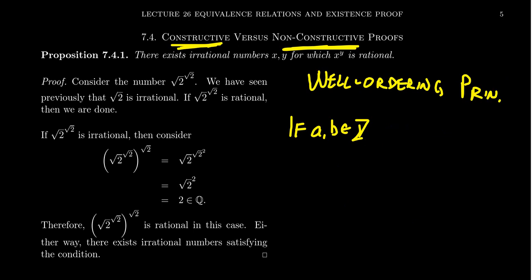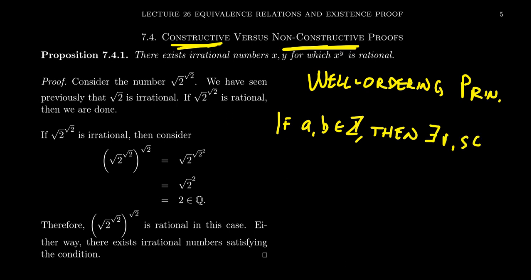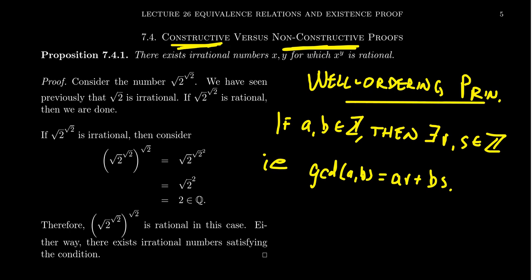Another example we did had to do with greatest common divisors, right? So if we have two integers A and B again, then there exist, again, integers, we'll call them R and S this time, there exist integers such that the GCD of A and B is equal to AR plus BS, that the greatest common divisor of any two integers can be written as a linear combination of those two integers. This is extremely useful when the numbers A and B are relatively prime, and hence their greatest common divisor is equal to 1. Now, we proved this in this lecture series using the well-ordering principle, but the well-ordering principle did not tell us what these numbers were. It just showed that they did in fact exist.